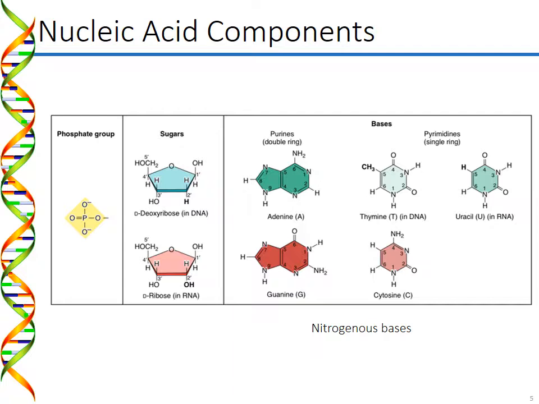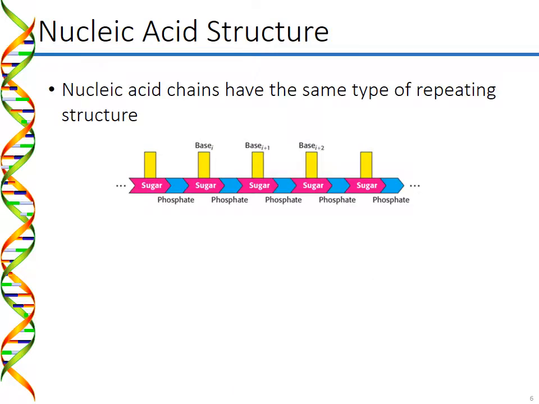In DNA, we have adenine, thymine, guanine, and cytosine, commonly referred to as A, T, C, and G. And in RNA, we have A, C, and G, but the thymine T does not exist in RNA. It is instead replaced with uracil, commonly abbreviated as U.